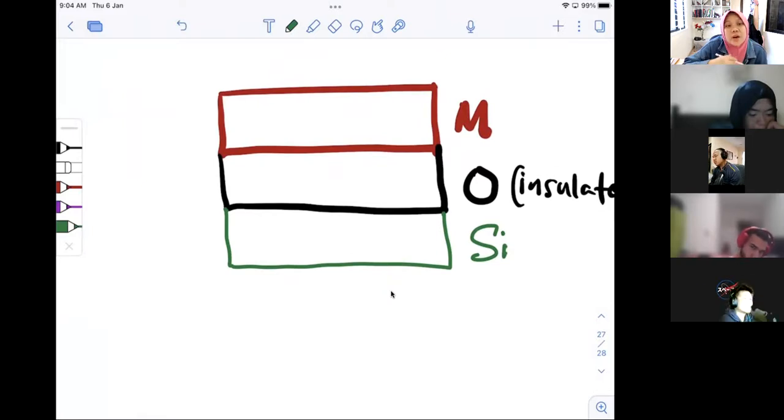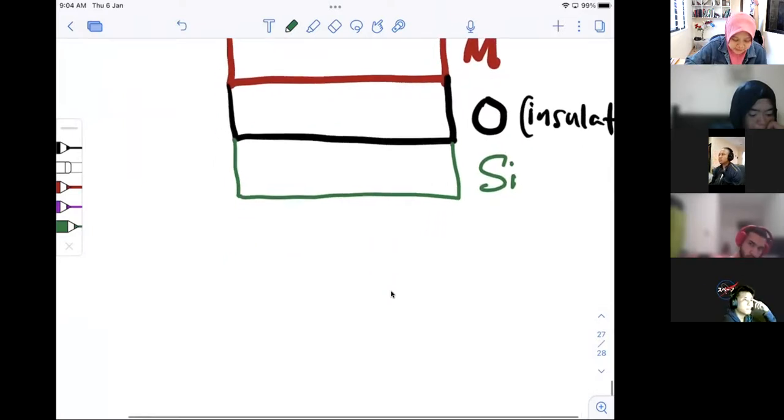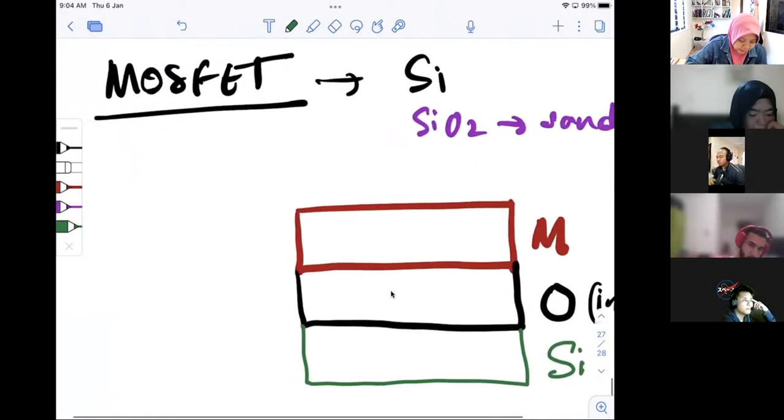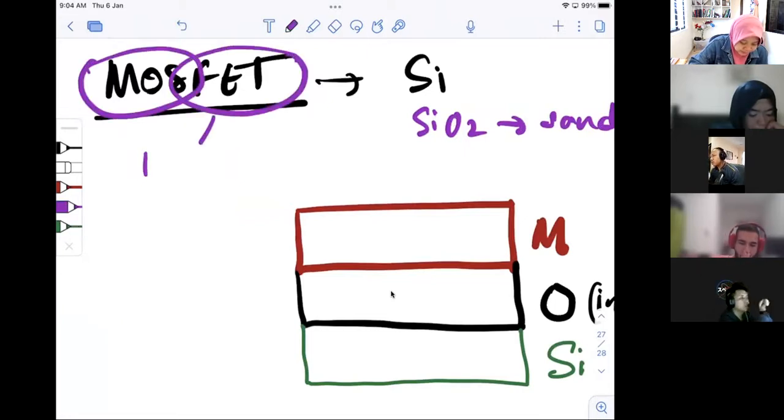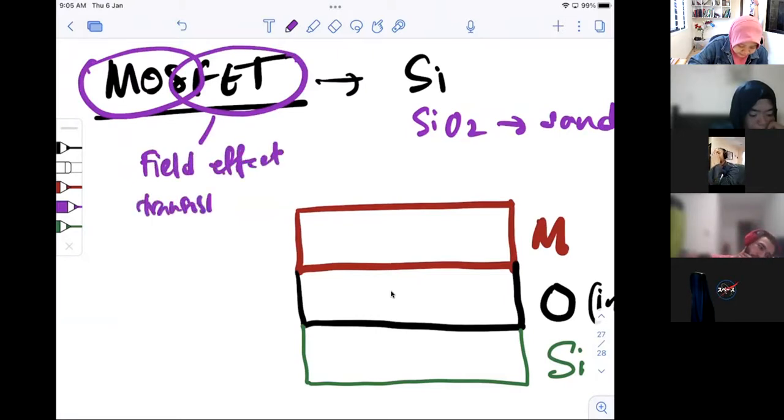Before we talk about how the MOSFET works, let's learn about the name. MOSFET here is metal oxide semiconductor. What is FET? This is field effect transistor. We need to understand what field effect means. Field effect is the physics of how the MOSFET works.